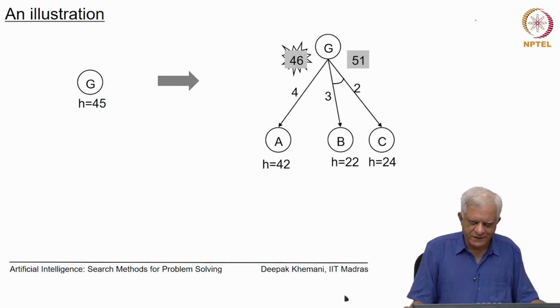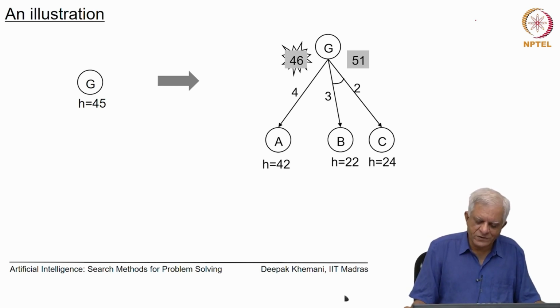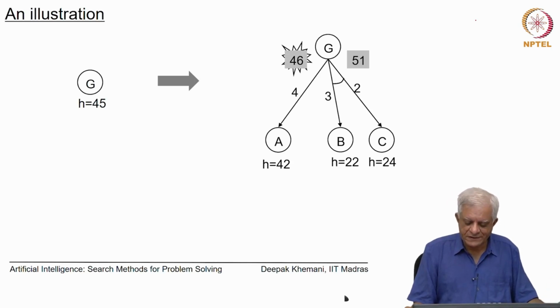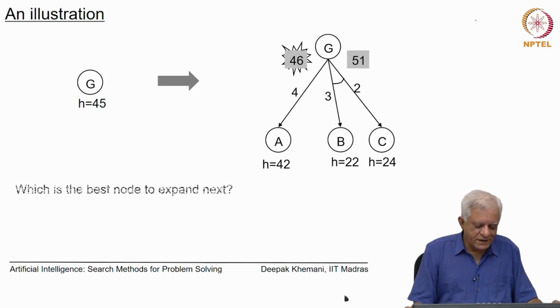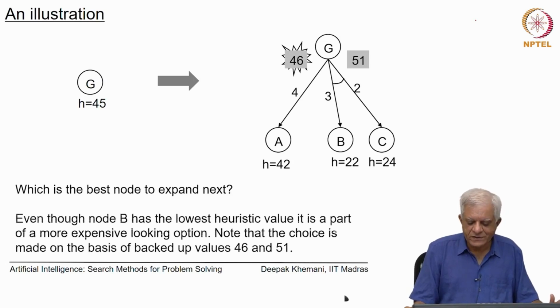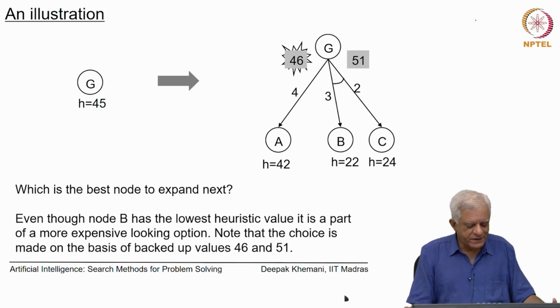One is, as we said earlier, that either you reduce it to A or you reduce it to B and C to be solved together. Let us assume that the heuristic values of A are 42 as shown here, and B is 22 and C is 24, and we have given some edge costs to that as well. Now, the question that you want to ask is, which is the next node that you should expand. You have three choices A, B or C.